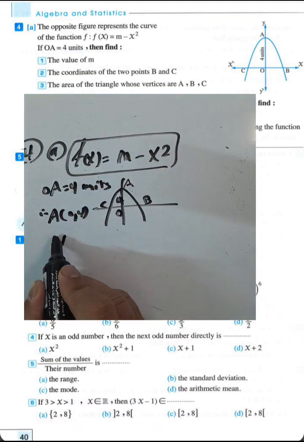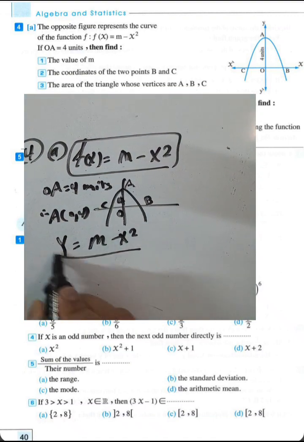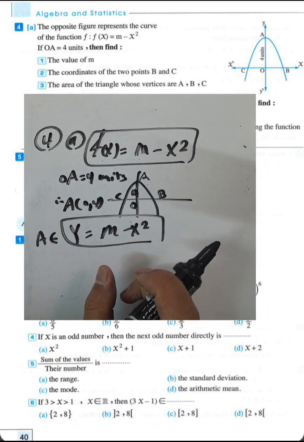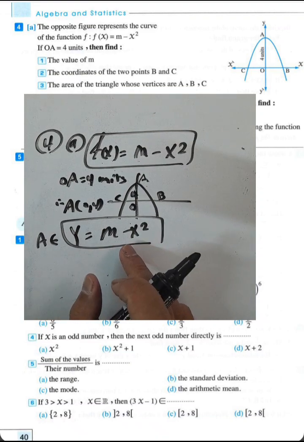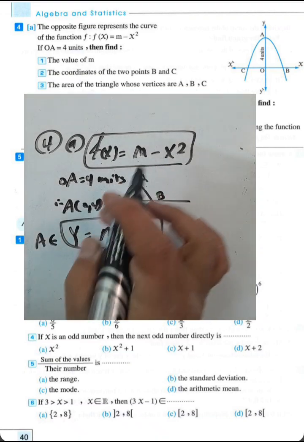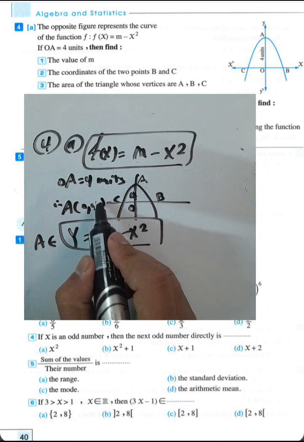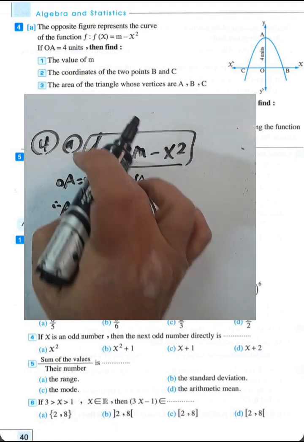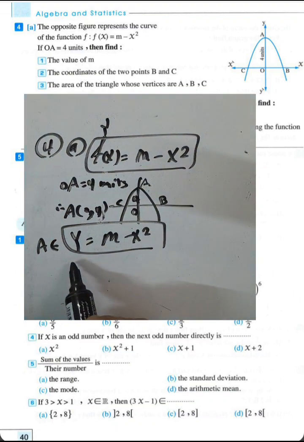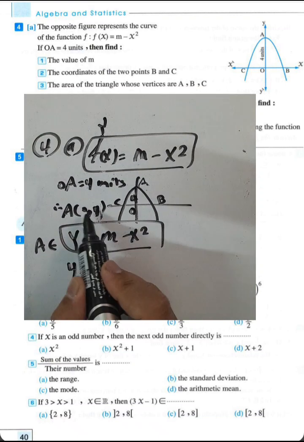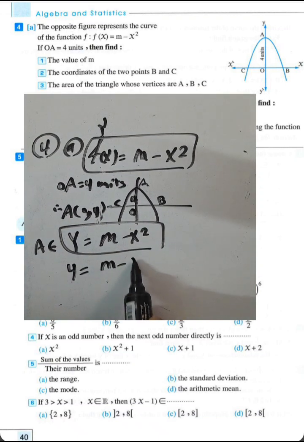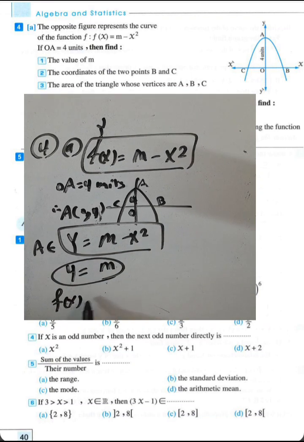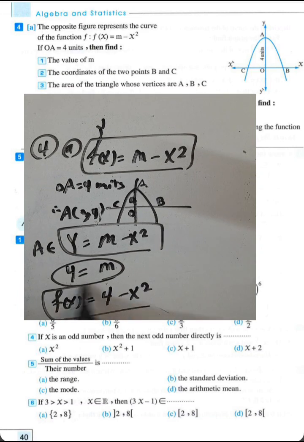Then we must put this equation here: y equals m subtract x power 2. Point A belongs to this curve, so it satisfies the equation, because this point belongs to the curve of the function. Then we can write x equals 0 and y equals 4, where y is the function f of x. Then 4 equals m minus 0, so m will be equal to 4. Then f of x will be 4 subtract x power 2.